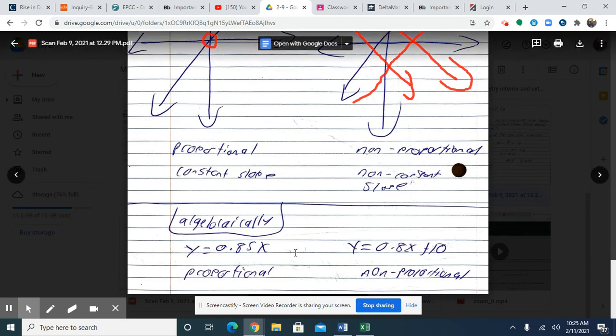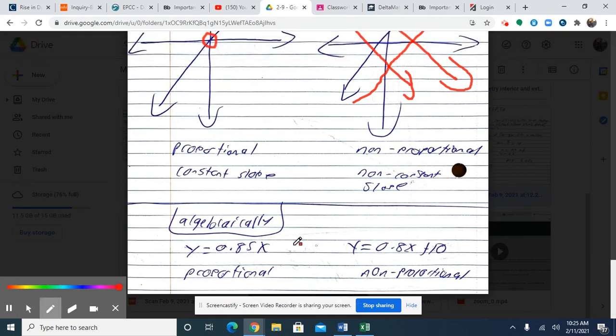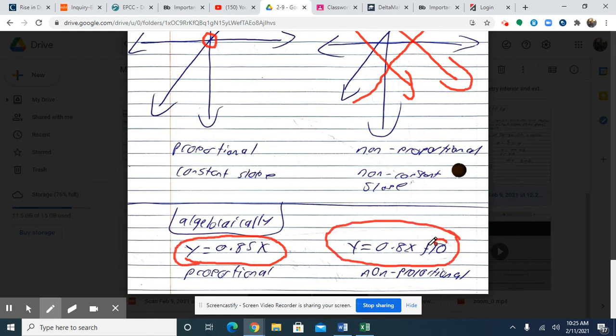And of course, with the equation, if it doesn't have a y-intercept, we would have a proportional relationship. This one has a y-intercept of 10, so it's non-proportional.